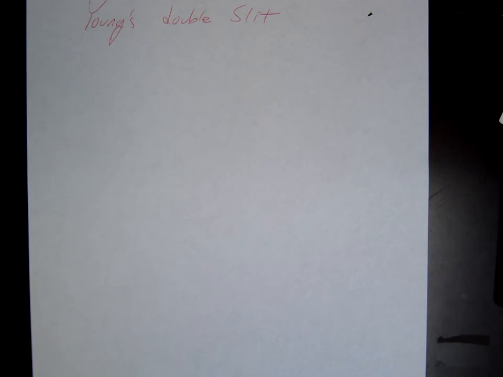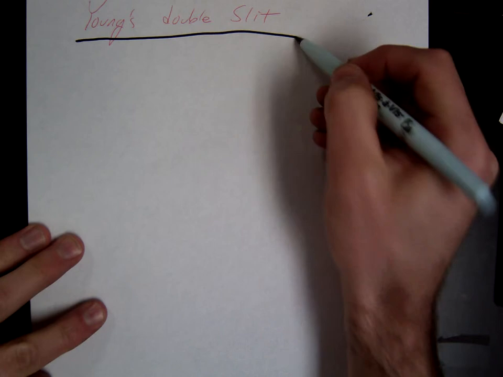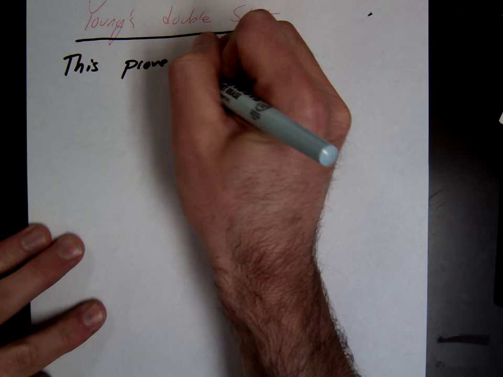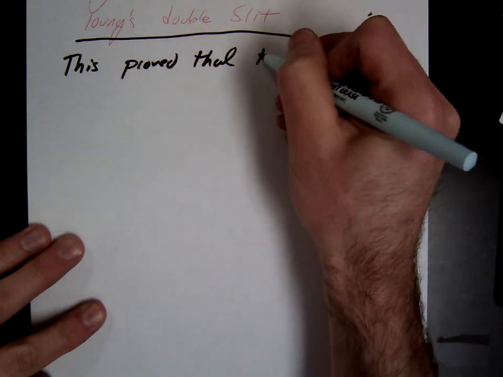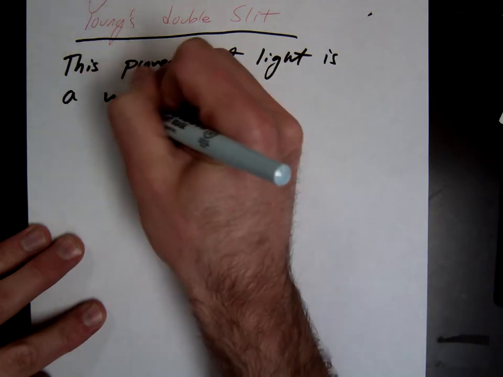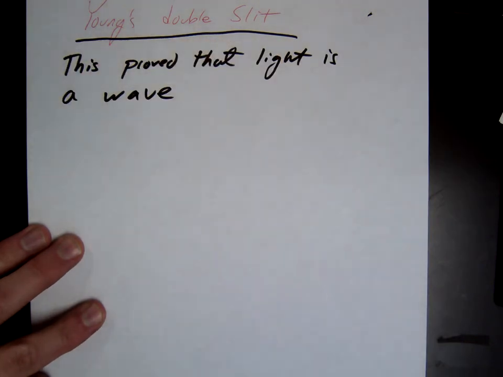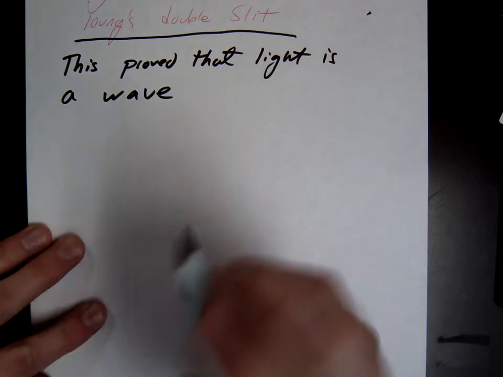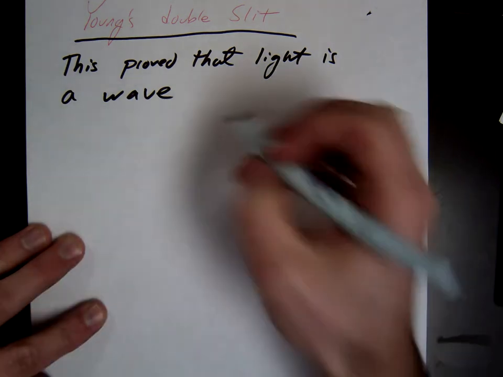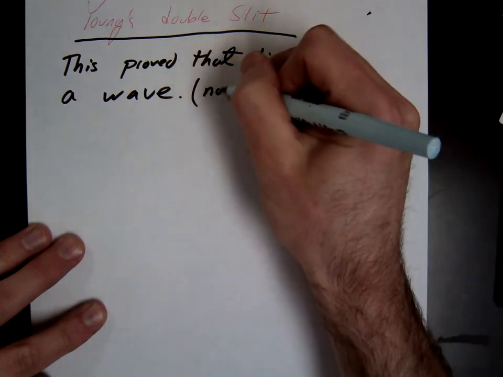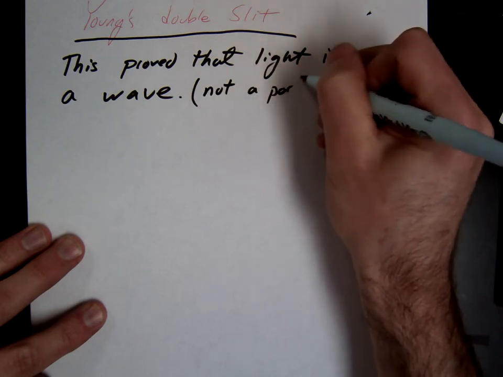Okay, so first of all, the main purpose, or the conclusion, of Young's double slit is that this proved that light is a wave. Up to this point, we've just been assuming light is a wave because I told you it was, but this was the thing that proved it. There was actually a controversy that thought light was more like a particle. So this proved light was a wave, not a particle.